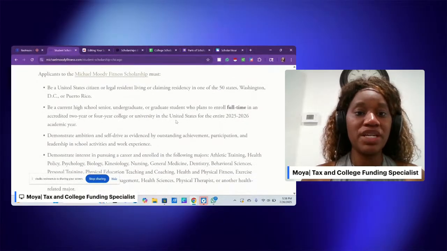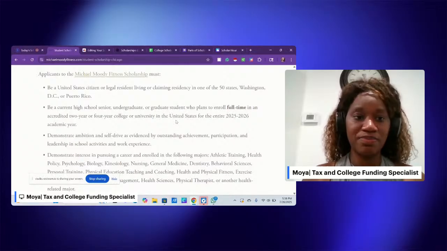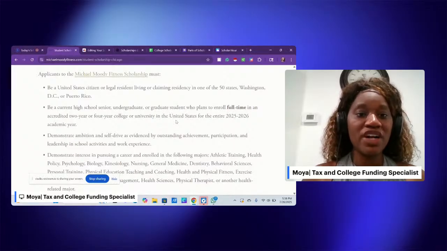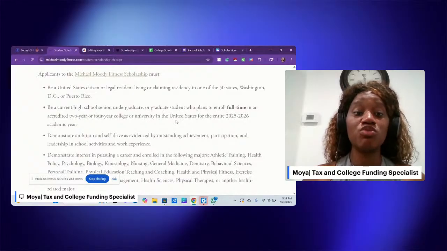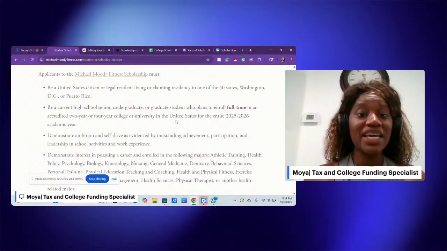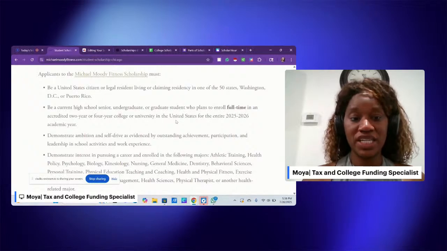So you have to be a United States citizen or legal resident living in the United States, DC, or Puerto Rico, and be a current high school senior, undergraduate, or graduate student who plans to enroll full time in an accredited 2-year or 4-year university in the United States for the 2025-2026 school year.